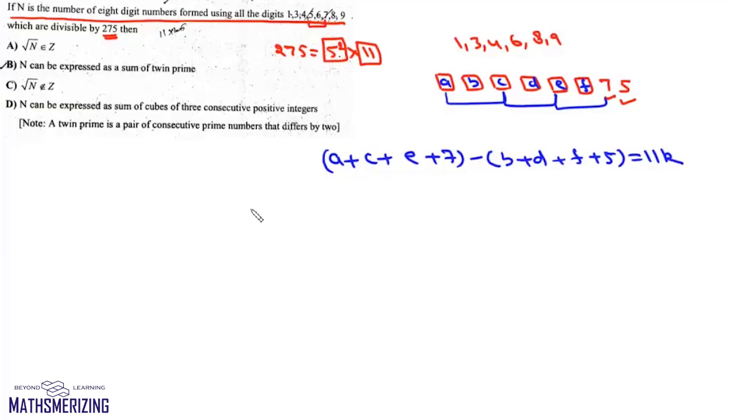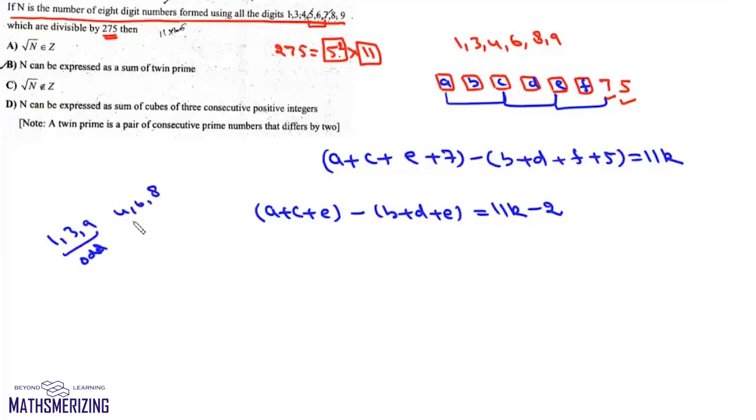So we can write A plus C plus E minus B plus D plus F, it must be equal to 11k minus 2. Now if we look at the remaining digits, they are 1, 3 and 9, which are odd, and 4, 6 and 8, which are even. Now whichever way we distribute them, one of these combinations, A plus C plus E or B plus D plus F, will be even and the other combination will be odd.